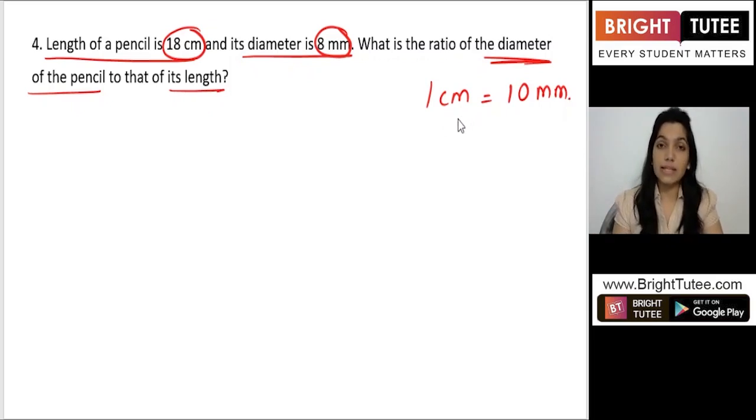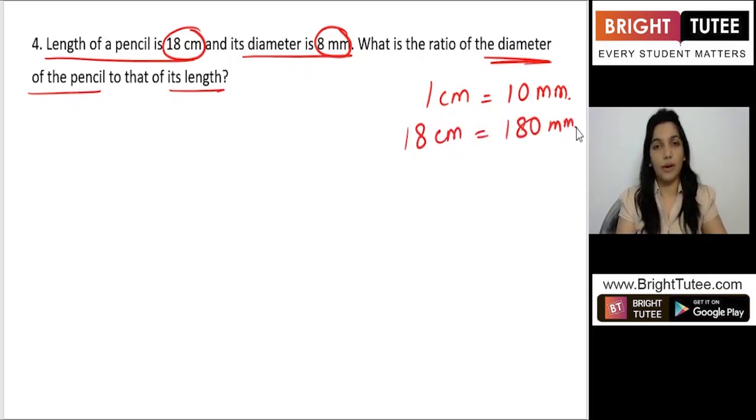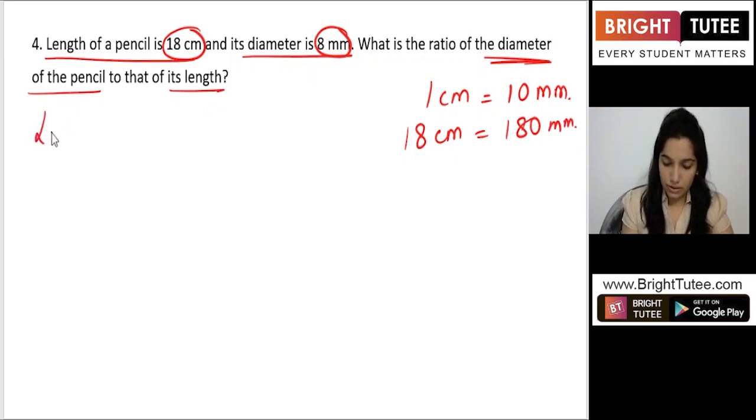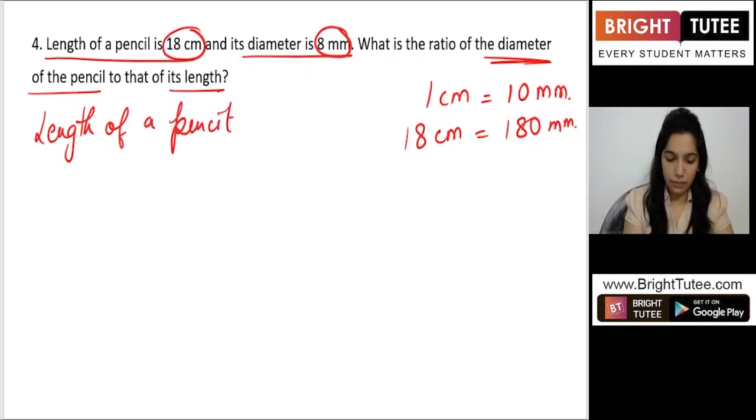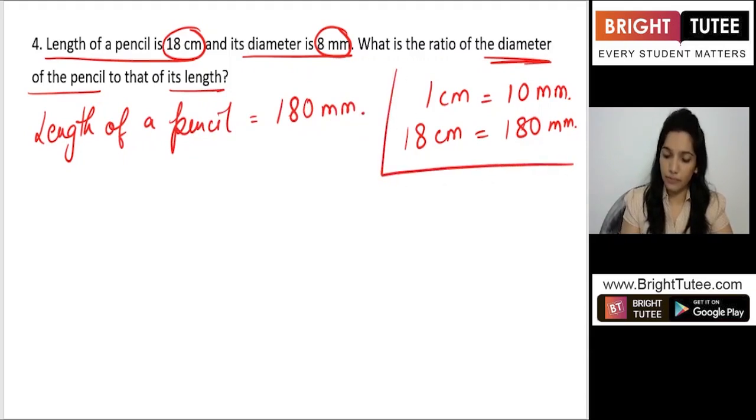So if 1 centimeter is 10 millimeters, then 18 centimeters will be 180 millimeters. Okay. Now let us write it here. What is given to us? We are given the length of a pencil. And what is the length of the pencil given? The length of the pencil is given as 180 millimeters. I have written this in millimeters, okay?